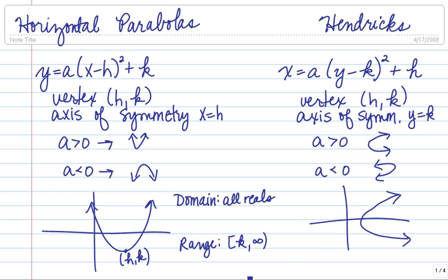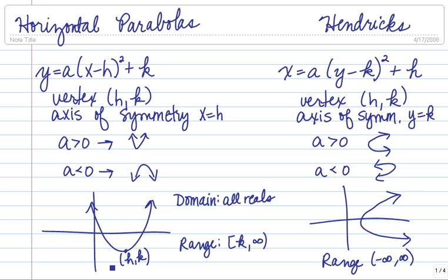The domain is not all real numbers in this case. It is based on what the vertex point is and which direction it opens, but the range is all real numbers. And hopefully this reminds you of something. This is actually two square root functions graphed, right? The upper half and the lower half are square root functions. And that has a lot to do with how we would get the graph of these by hand.